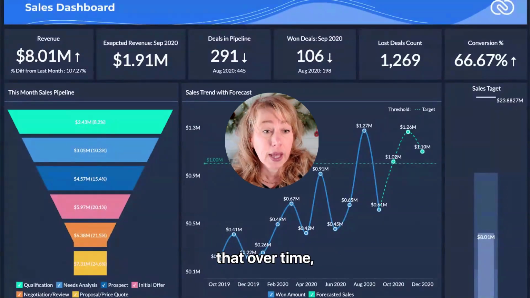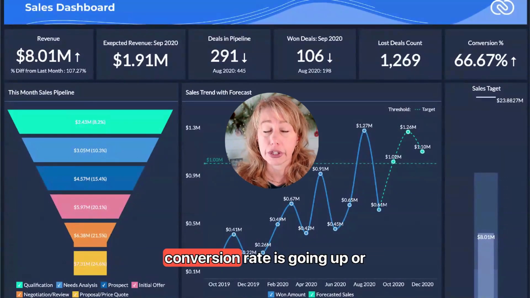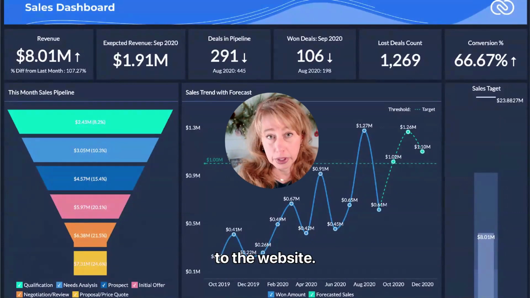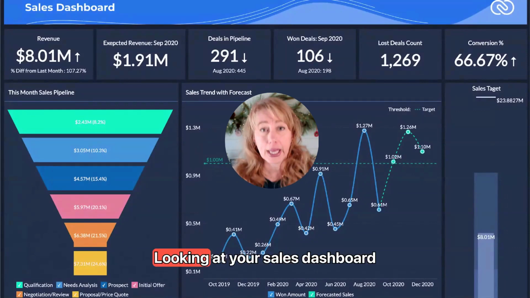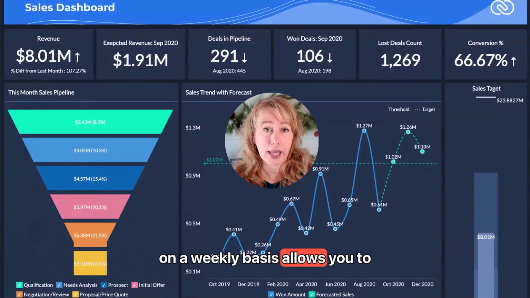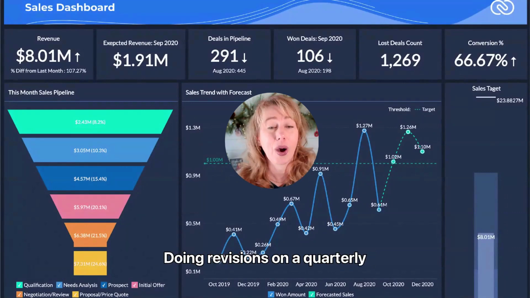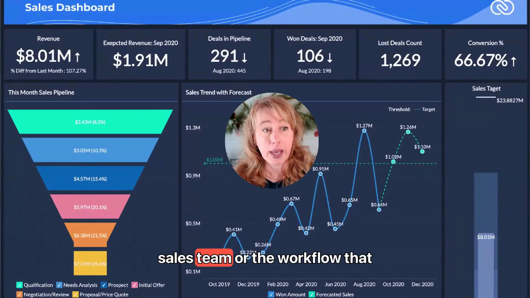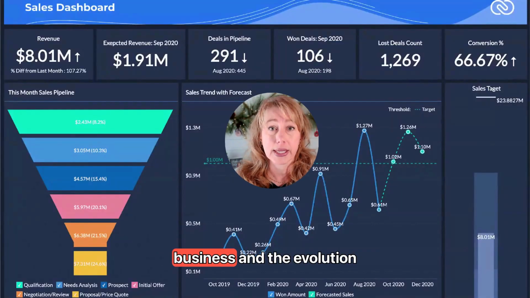But you may notice that over time, your lead phases need to change. You may notice that your conversion rate is going up or down. You may notice that, oh, we just added a new form to the website. We're not seeing the deals in here, and that's a problem. We need to reconnect that integration. Looking at your sales dashboard on a weekly basis allows you to keep tabs on what's happening. Doing revisions on a quarterly basis means that you're not completely disruptive to your sales team or the workflow that they've got in place, but you are keeping your system aligned with the changes in your business and the evolution of where you're going.